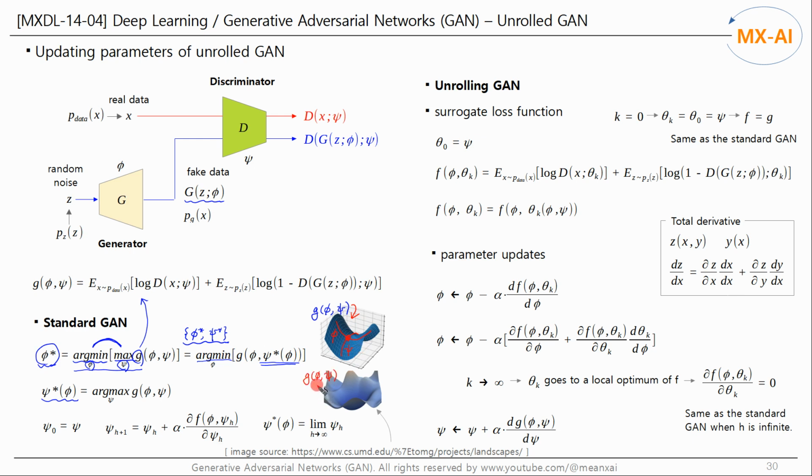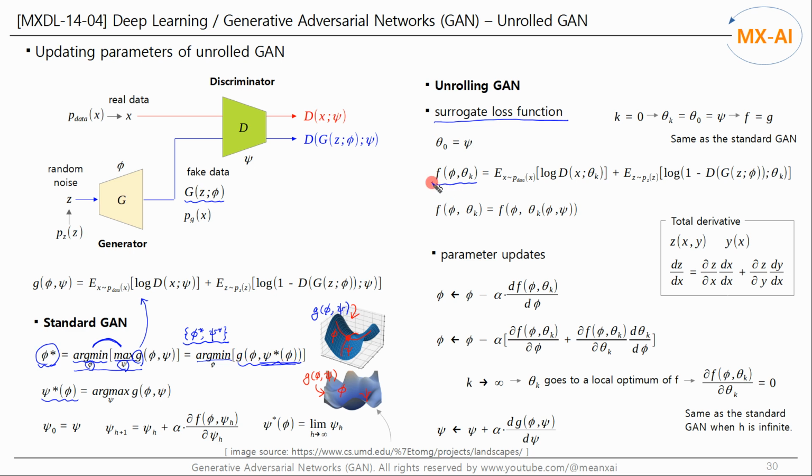However, in practice, g of phi and psi is typically very far from convex in phi and concave in psi, and updates are not constrained in an appropriate way. As a result, GAN training suffers from problems such as mode collapse and undamped oscillations. In order to address these difficulties, the authors of the paper introduced a surrogate objective function f of phi and theta for training the generator, which more closely resembles the true generator objective g of phi and psi star.